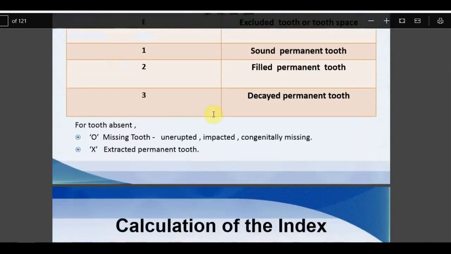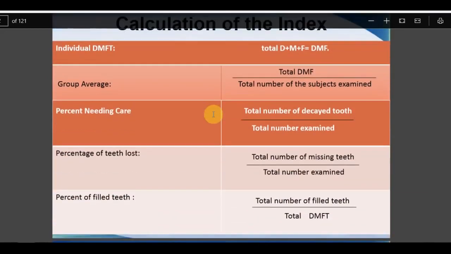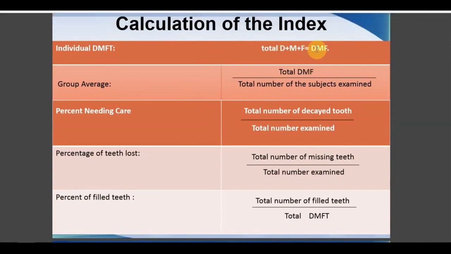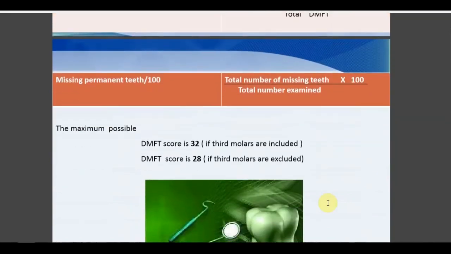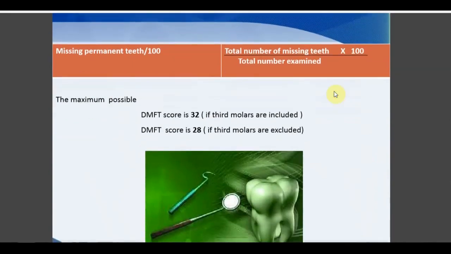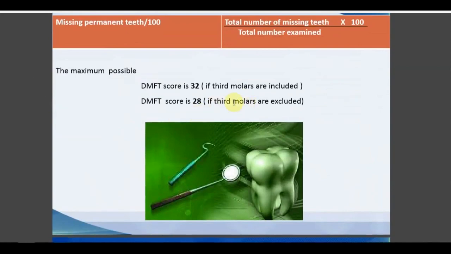So how do we calculate? We have many individual DMFT scores; just add up the DMF. For the group average, total DMF divided by the total number of subjects. For persons needing care, total decayed divided by total number examined. For percent of teeth lost, number of missing divided by total number. For filled teeth, total filled divided by total DMFT, and for missing teeth percentage, total missing divided by total number. So we can have many categories of expression of data. The maximum possible is 28 in the raw version and 32 in the WHO modified version.